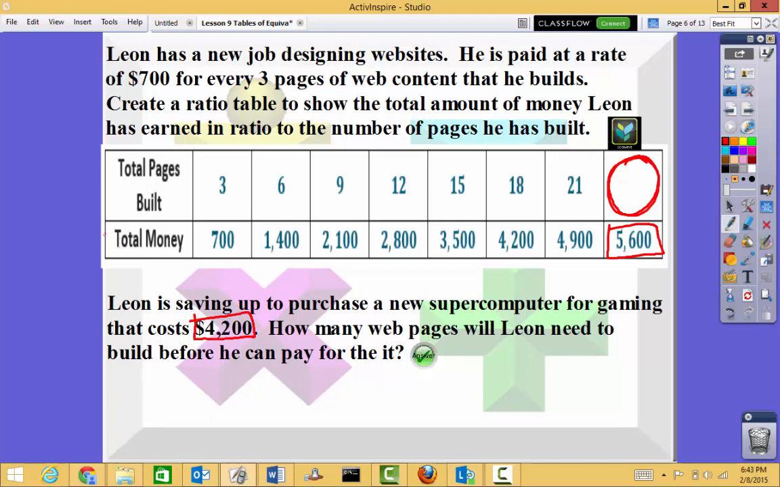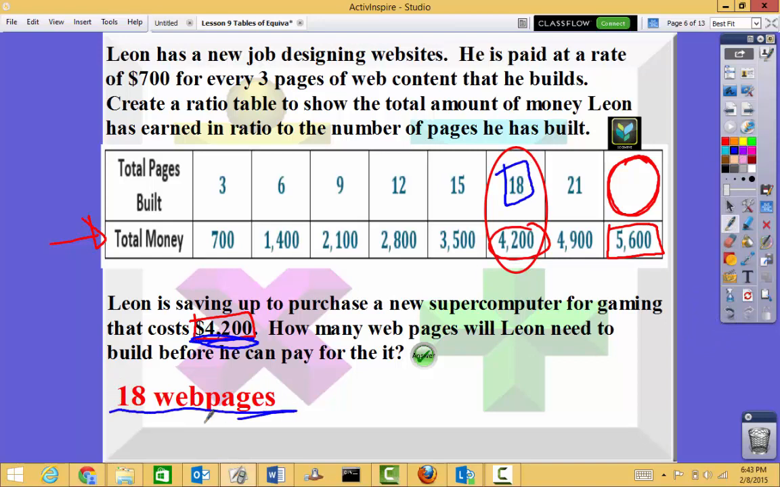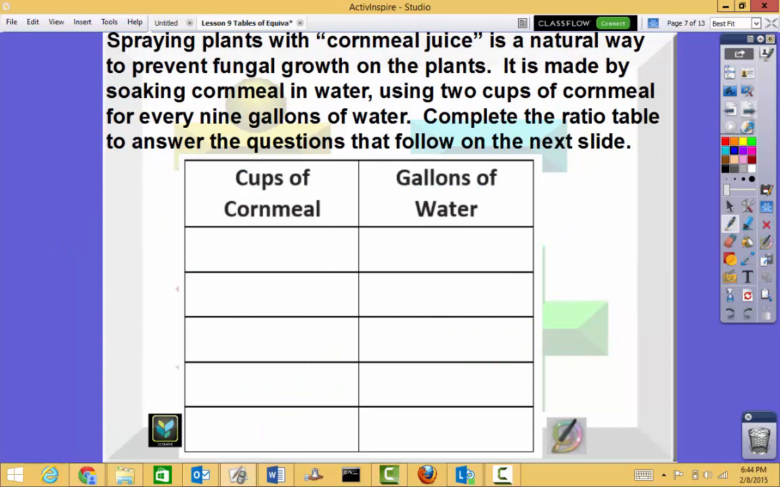So I'm going to be focusing on this row in my table. I'm going to look for 4,200, and look, I see it right here. How many web pages did he have to build to earn that much? Well, I see that he had to build 18 web pages. So for him to make 4,200, he had to make 18 web pages. It's a pretty nice paying job right there, Leon. Okay, let's continue to our next one.